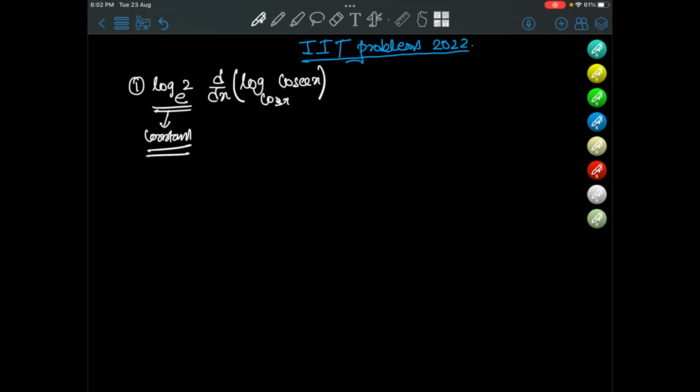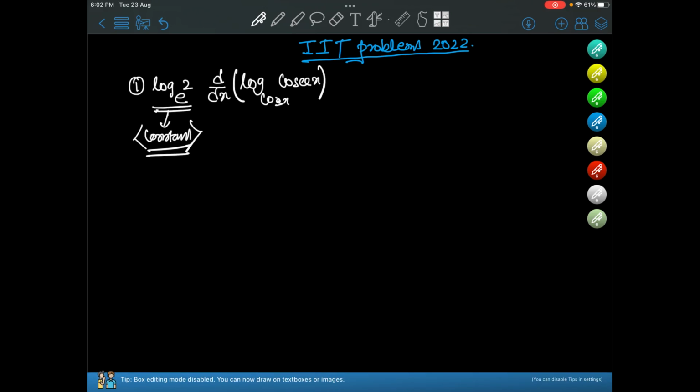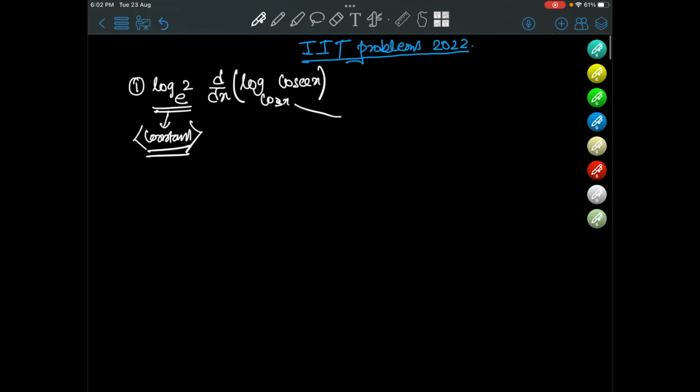So we are not going to touch it. We are going to keep it as it is. But we are going to perform the derivative with this function only. So let's take y equal to log base cos x of cosec x.